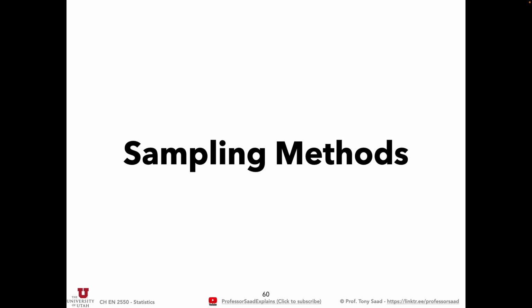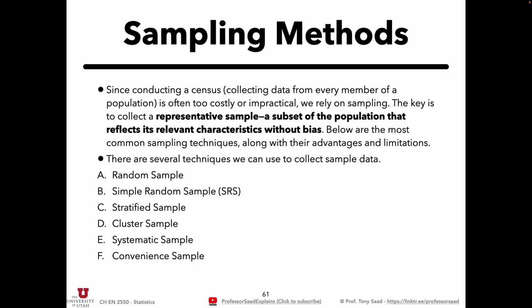Let's resume. I changed the title to sampling methods because this will be applicable to observational and experimental studies. I'll update the slides after I get back to my office. Like I said earlier, you cannot do a census. Instead, we want to collect data from a sample of the population, and a sample is representative of the population.